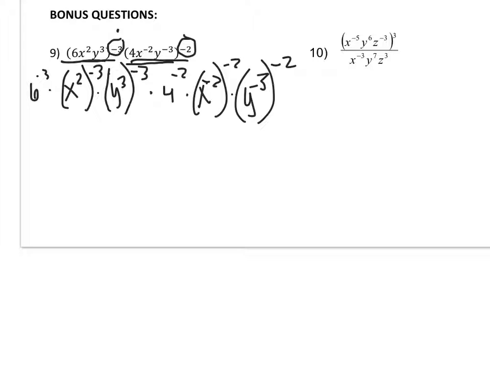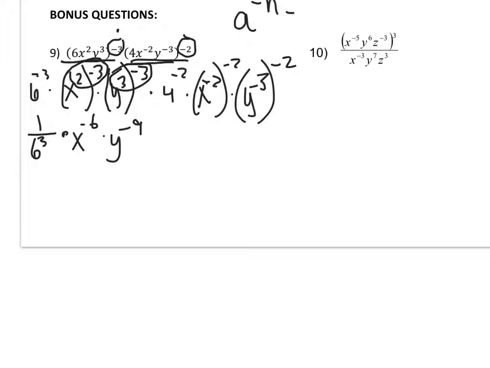Well, what does it mean, 6 to the negative 3 power? You remember the rule? Whenever we have a number to a negative power, it's the reciprocal. So 6 to the negative third is the same as 1 over 6 to the third power. When we have a power to a power, we can multiply these powers. 2 times negative 3 is negative 6. I get x to the negative 6. 3 times negative 3 is negative 9. So I end up with y to the negative 9th.